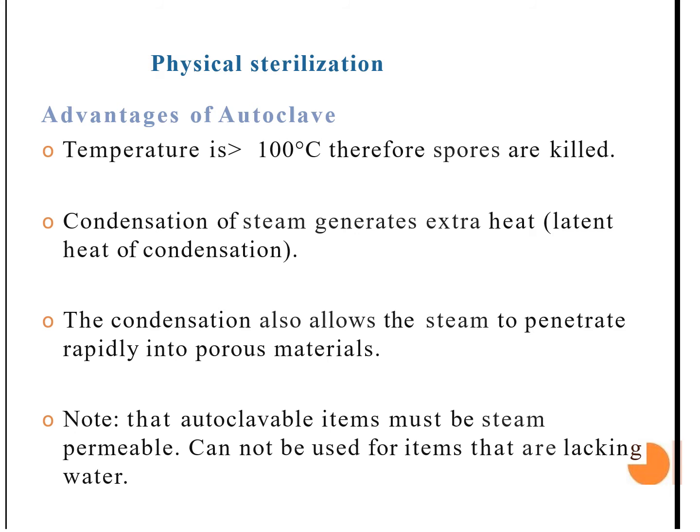The condensation also allows the steam to penetrate rapidly into porous materials. That means whatever steam is generated within the cabinet, it can penetrate through the lids, through the cotton or through any kind of porous materials inside to the bottle, inside the test tube or inside whatever things you are sterilizing. Autoclavable items must be steam permeable; it cannot be used for items that are lacking water.